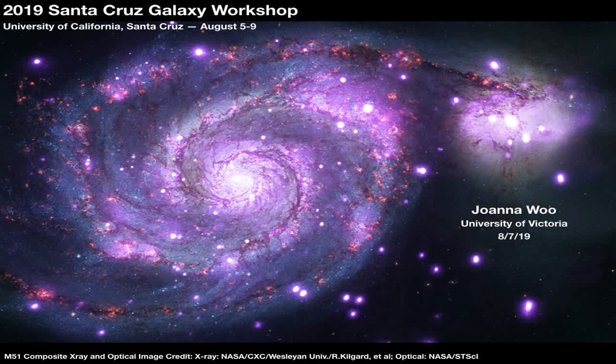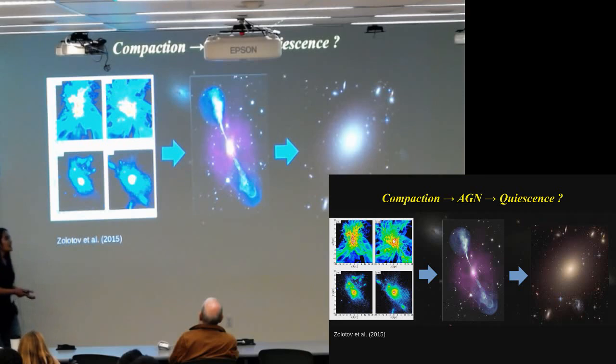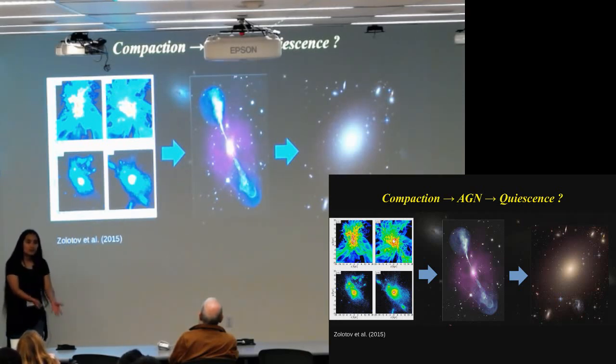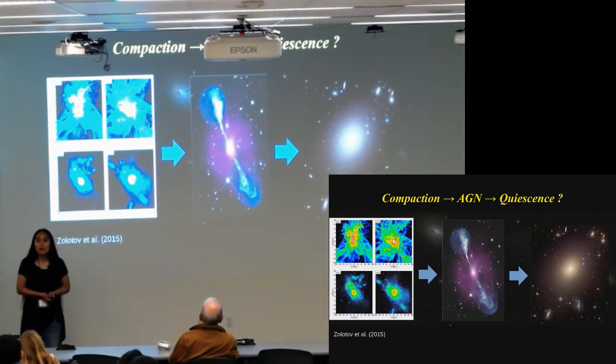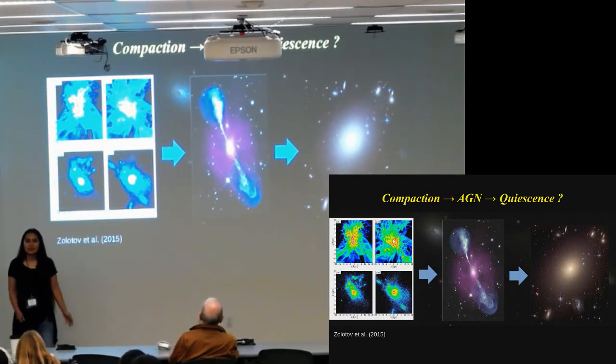I will mention that, at least for the compaction track, one of the ideas is that the process that builds the core is also expected to feed the black hole, which may presumably lead to quiescence. Okay, so that's one picture of how you might be able to get quiescence.